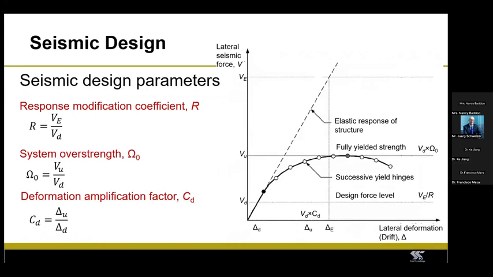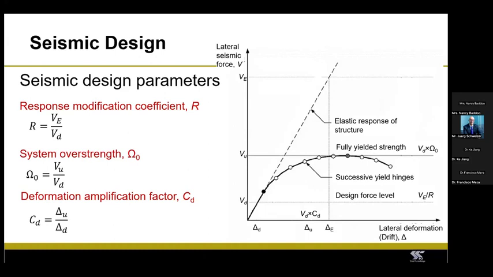Okay, so here I'm showing you the seismic design parameters that are used in the American design code. These parameters are very important when carrying out a seismic design that accounts for the inelastic behavior of the structure. The first parameter is the response modification coefficient, which is given by the letter R. This parameter is used to reduce the forces that are calculated from an elastic analysis to account for the inelastic behavior of the structure.